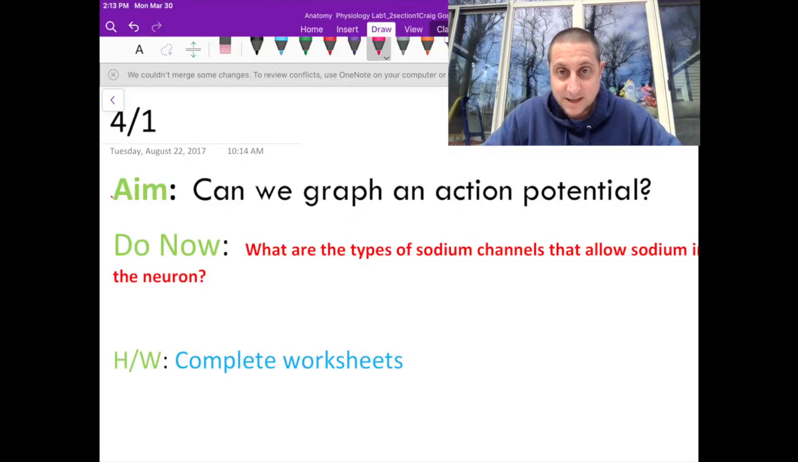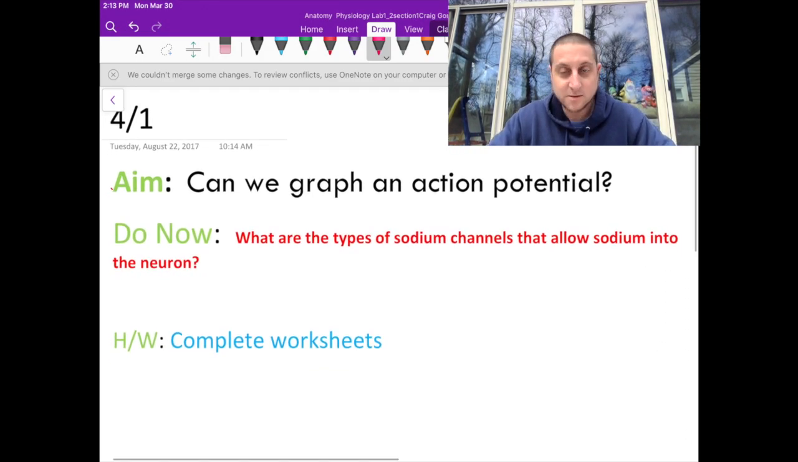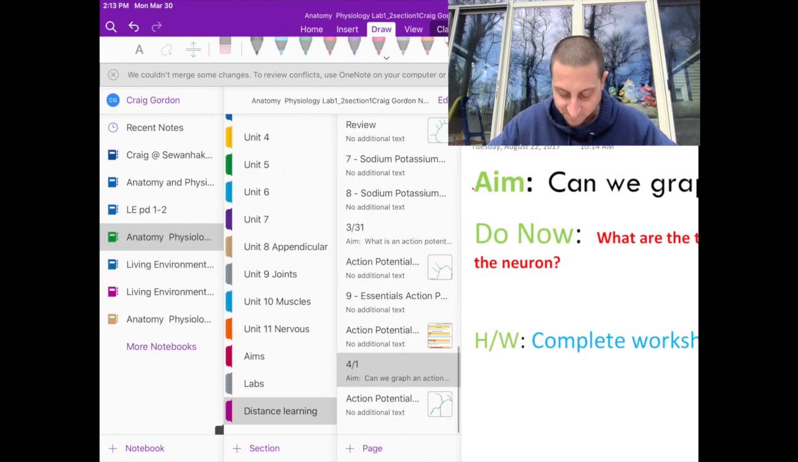So, welcome back. Can we graph an action potential? What are the types of sodium channels that allow sodium into the neuron? You should have stimulus-gated sodium channels and voltage-gated sodium channels. That would be two different channels. I apologize.